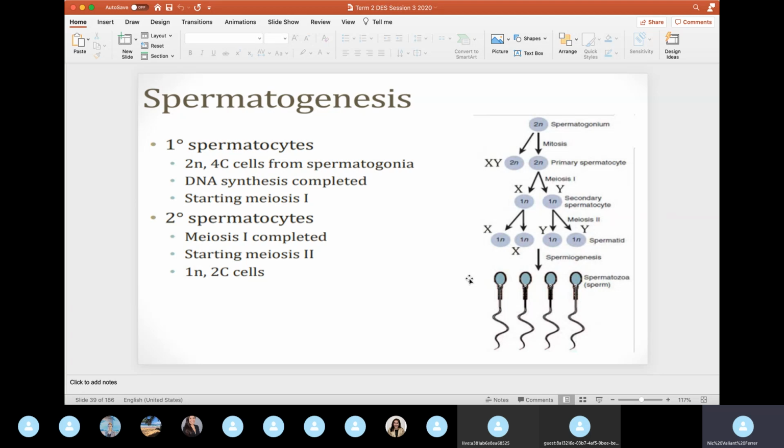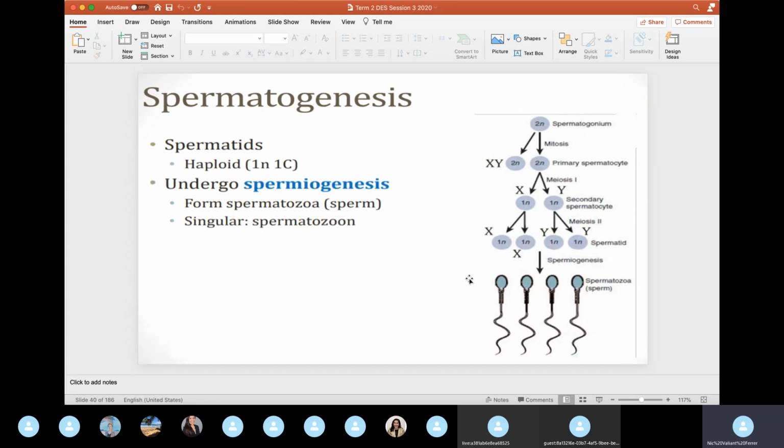From secondary spermatocytes to spermatid, you need another round of meiosis, which is meiosis 2. And do you need something else after production of spermatids to produce a mature spermatozoa? Yes. What do you call that process? We call that spermiogenesis. Don't forget that the spermatids are now haploid, right?